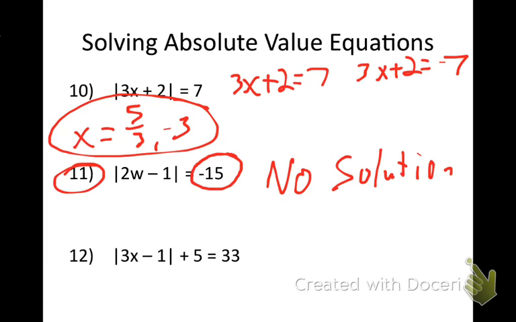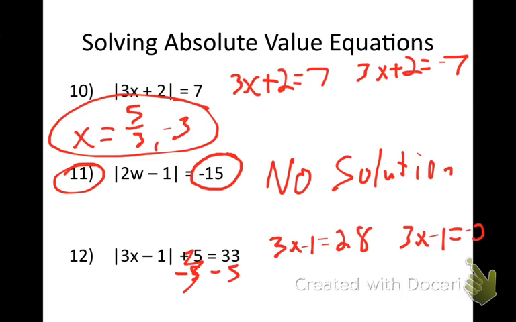Okay? Number 12, what's the first thing you have to do on number 12? John, what's the first thing you have to do on number 12 before you set up your two equations? Subtract the 5, yeah. Now we get 3x minus 1 equals 28. And 3x minus 1 equals negative 28. Now I get my two equations. Again, the key is get those absolute values alone first, then do the work.